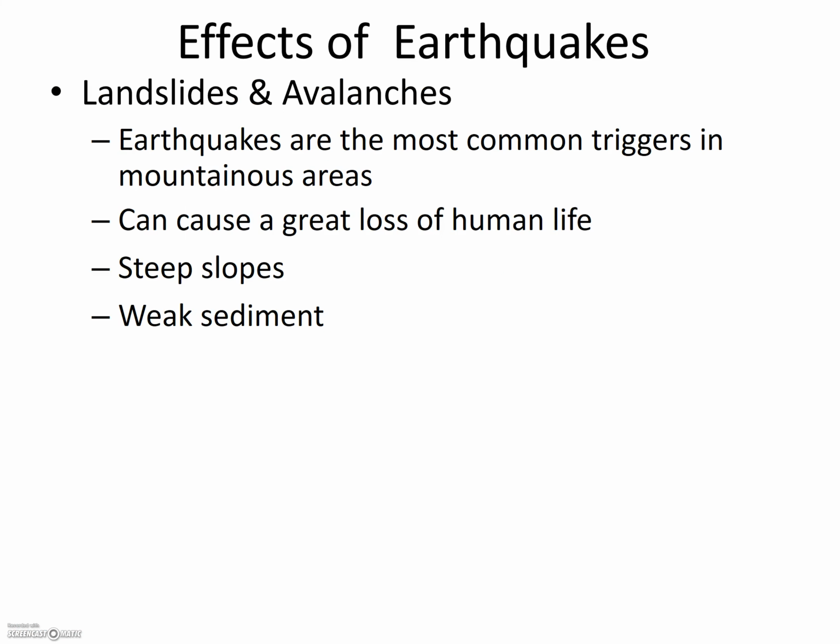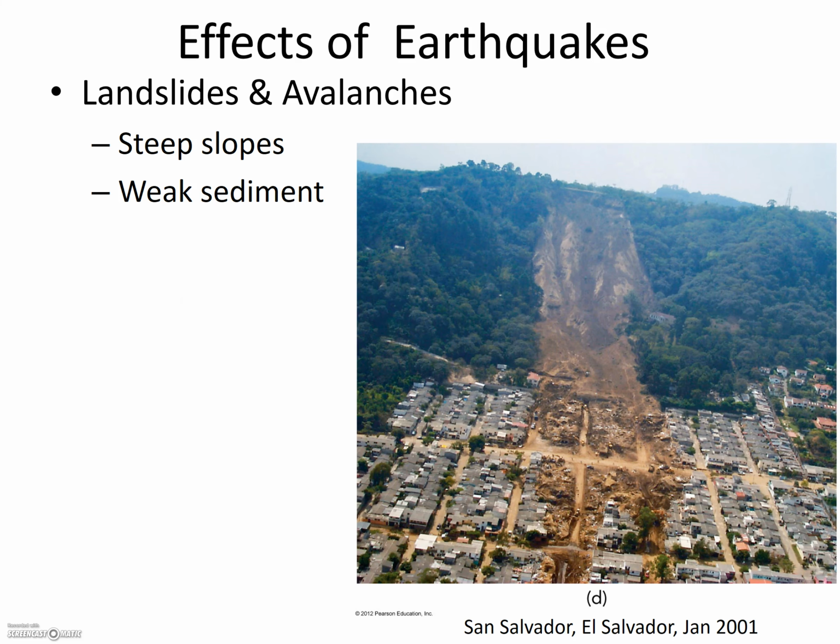Landslides and avalanches are another common effect of earthquakes. In fact, earthquakes are the most common triggers for landslides in mountainous areas and can cause a great loss of human life, especially where there are steep slopes with structurally weak sediment. This image shows an example from San Salvador, El Salvador, January 2001.